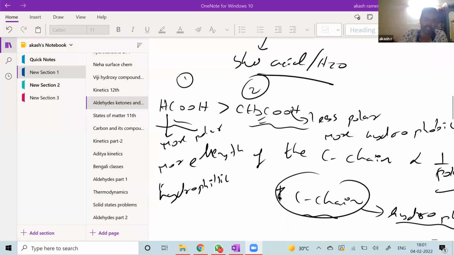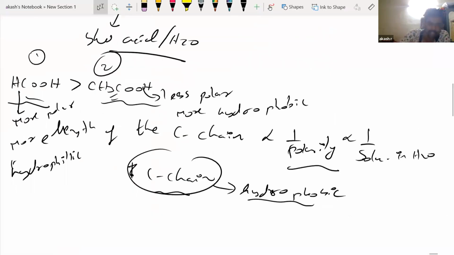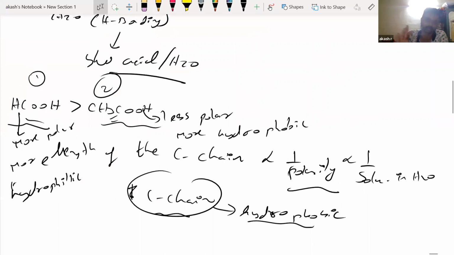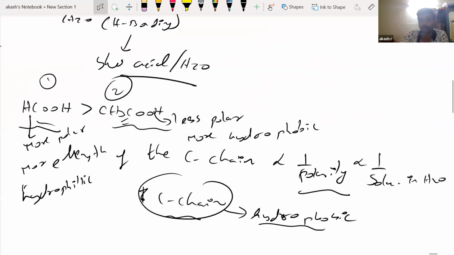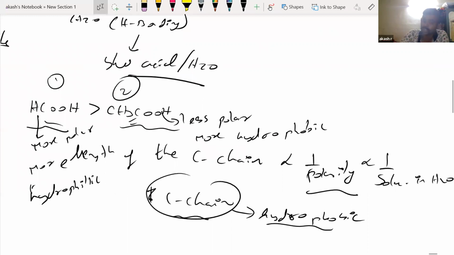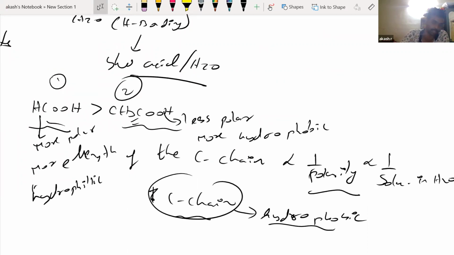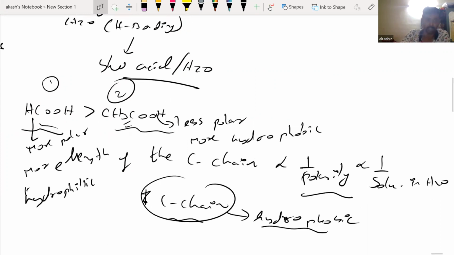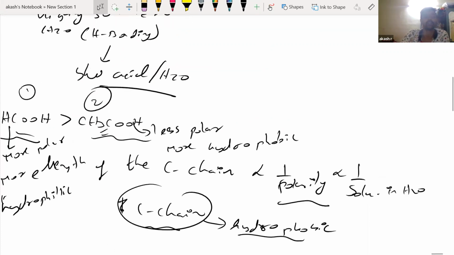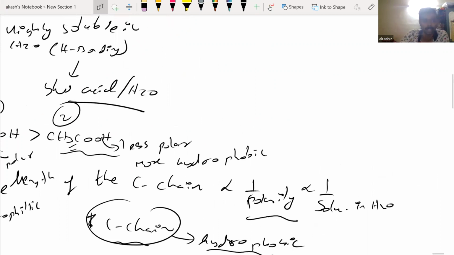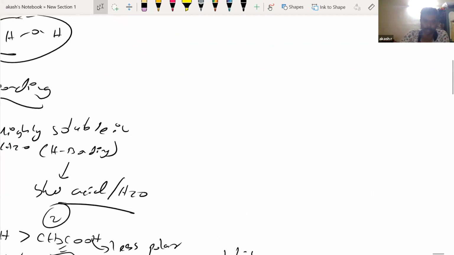Okay, fine. So we decided that the acid which has fewer carbons will be more soluble. As simple as that, because the longer the carbon chain, the more non-polar and the less polar it is, so the less soluble, because it becomes more and more hydrophobic. Okay, done. So that is all about your physical properties. Solubility done, and boiling points done.